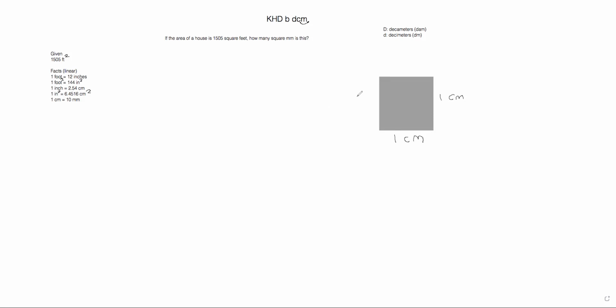So we know that a centimeter is equivalent to 10 millimeters. So the height is 10 millimeters. The base of the square is also 10 millimeters. 10 times 10 is 100. So the area of this square is 1 square centimeter or 100 square millimeters. So that is our last fact. We need to carry out the dimensional analysis. So we now know that a square centimeter is equivalent to 100 square millimeters.